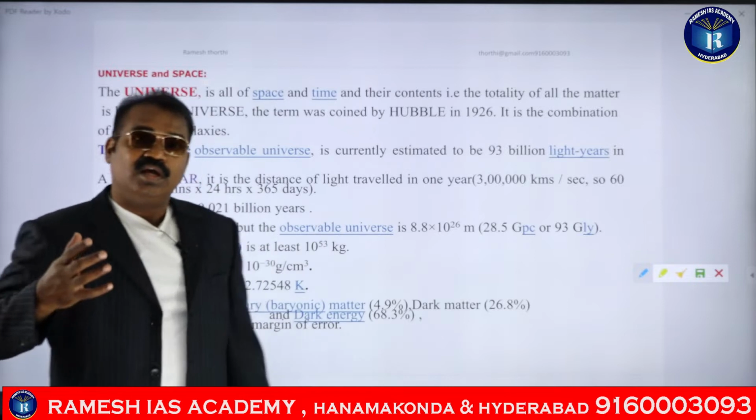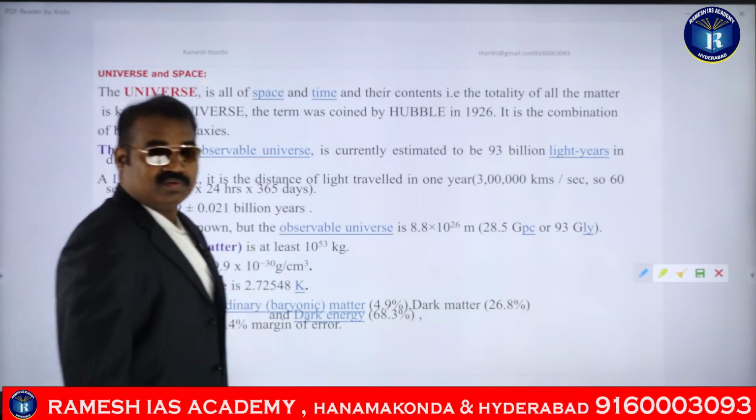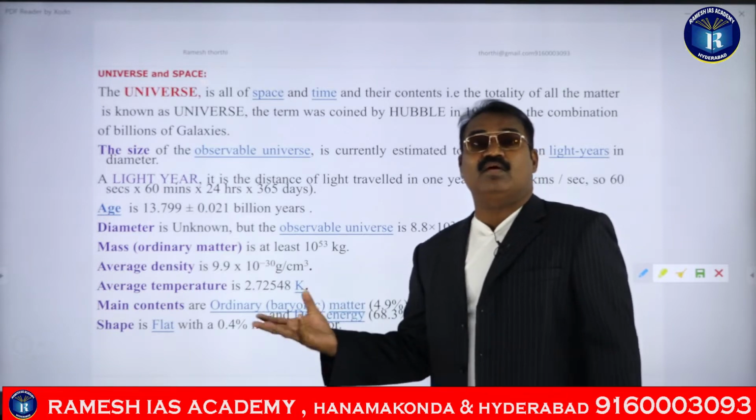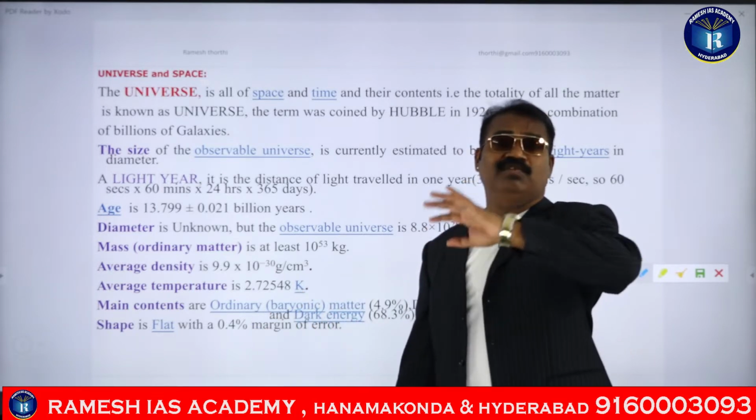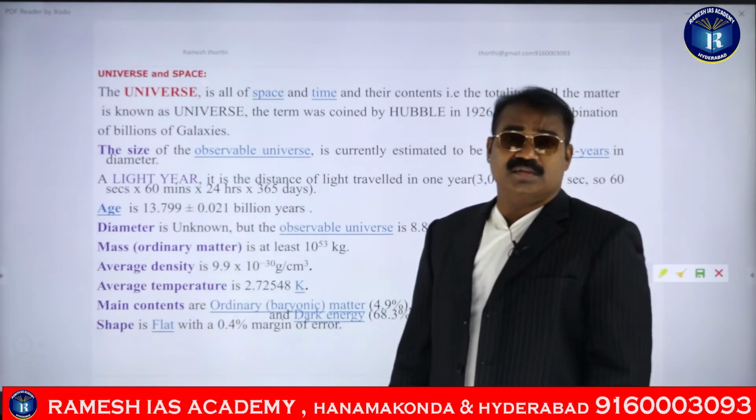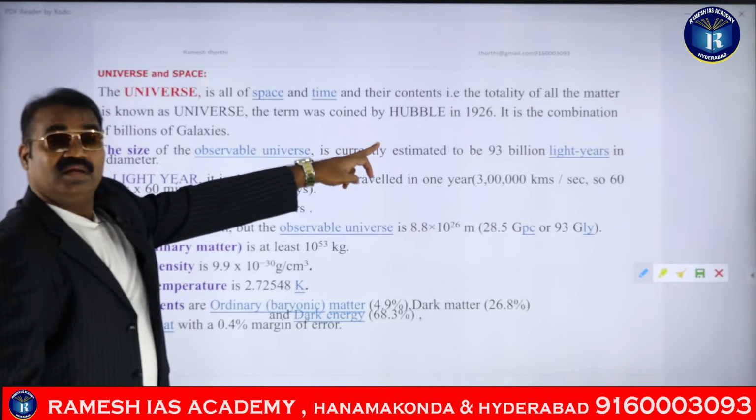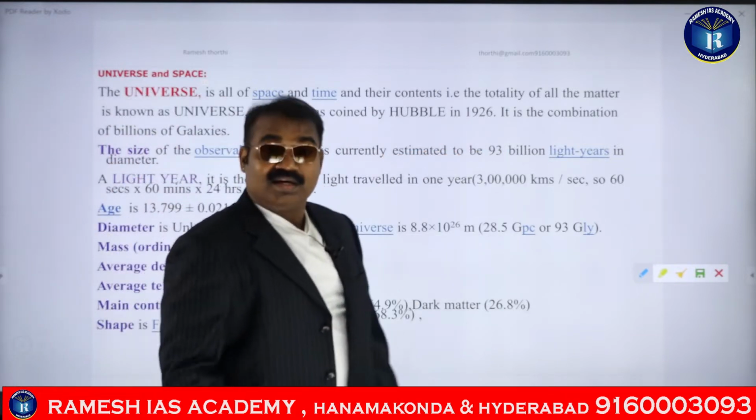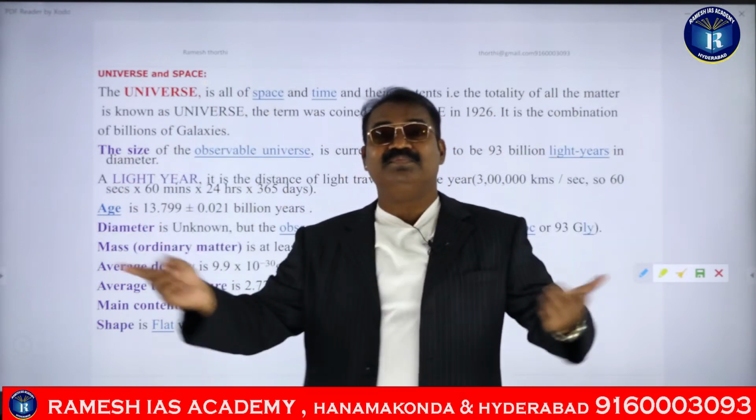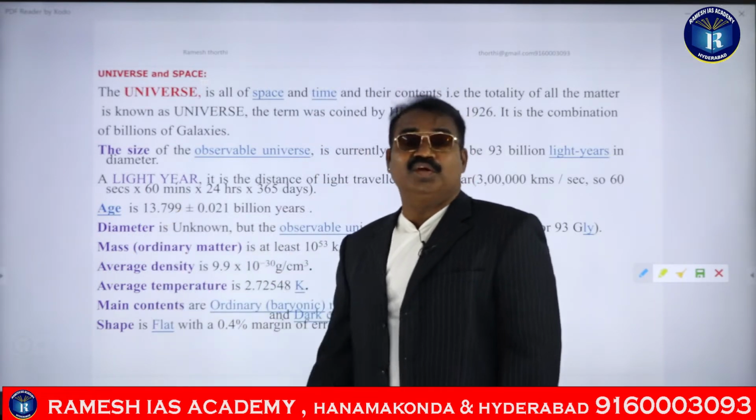The totality of matter is known as the universe, and the totality of matter includes all the space, all the contents and all the time. So the totality of space, matter and contents, when put together, is called the universe. The term universe was coined by Hubble in 1926. Till 1926, Westerners did not have a term to describe the totality.